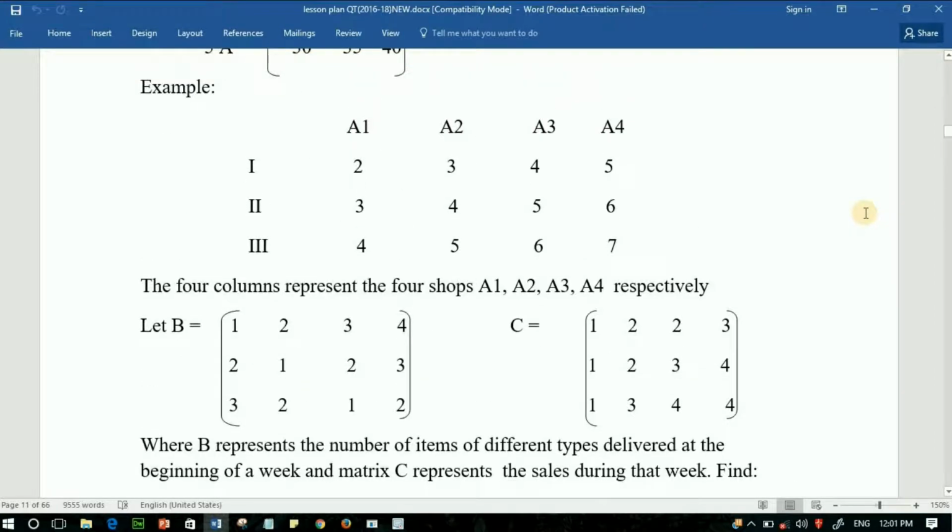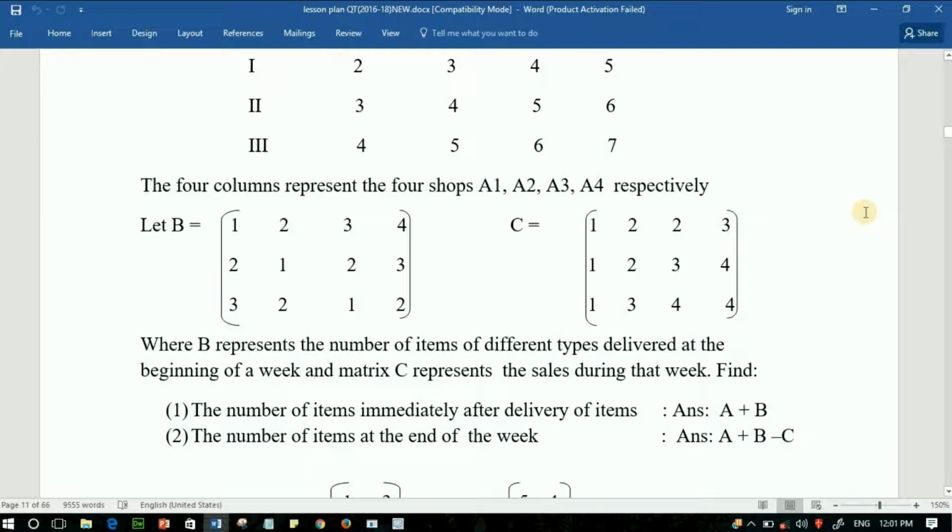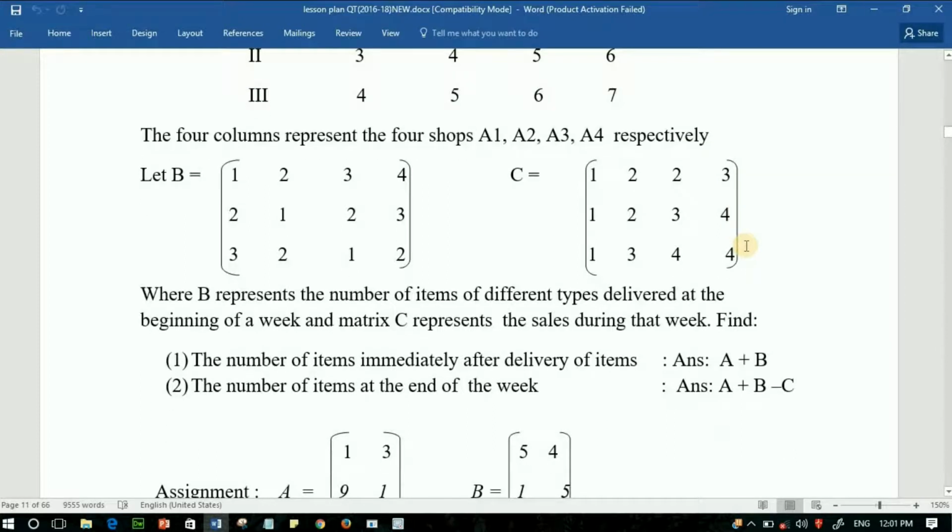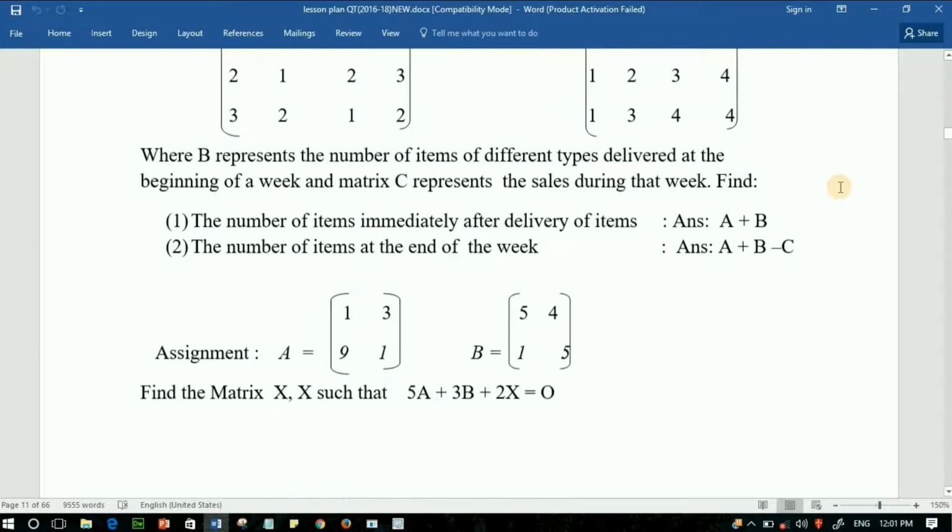Another example: the first row consists of 2 3 4 5, second row 3 4 5 6, third row 4 5 6 7. The four columns represent the four shops A1, A2, A3 and A4 respectively. B represents the number of items of different types delivered at the beginning of a week, and matrix C represents the sales during that week. Then somebody asks about the number of items immediately after delivery. Just simply add A and B. And another question is the number of items at the end of the week. Very simple, you add A plus B minus C. This is a simple application of matrices.